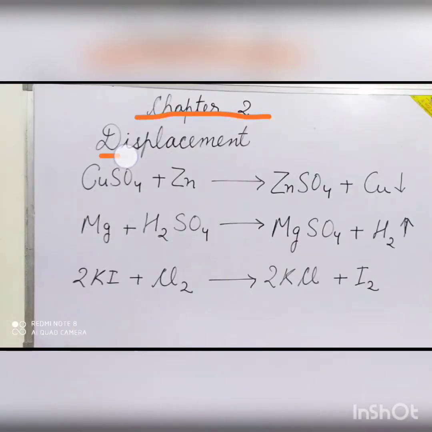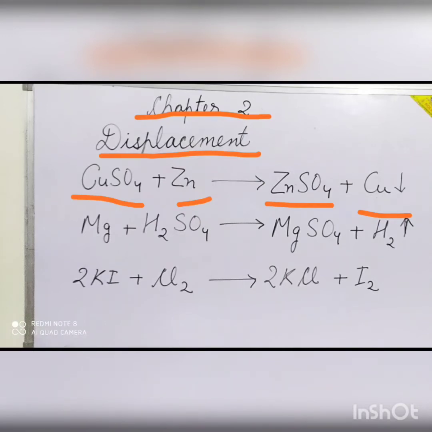Now, the displacement reaction. It is a chemical change in which a more active element displaces a less active element from its salt solution. For example, if we take a solution of copper sulfate in a beaker and add a few pieces of zinc and stir with a glass rod, the blue color of the solution gradually fades and soon the solution becomes colorless. At the same time, reddish brown particles of copper settle down in the beaker. The colorless solution formed is zinc sulfate.